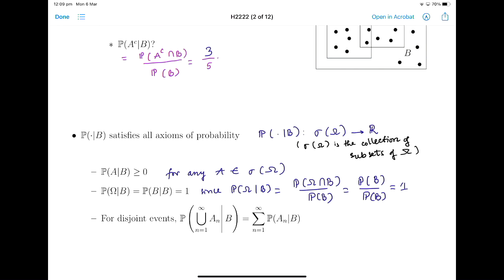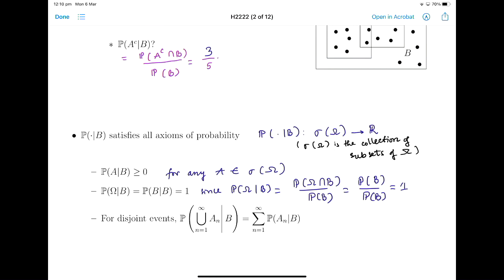Sorry, so what is sigma of omega? Sigma of omega is a sigma algebra of the set omega. It's not included in this course, but if you learn about algebra, you will see that actually probability is a measure function. And a measure function in a general setting is defined on any sigma algebra of omega.